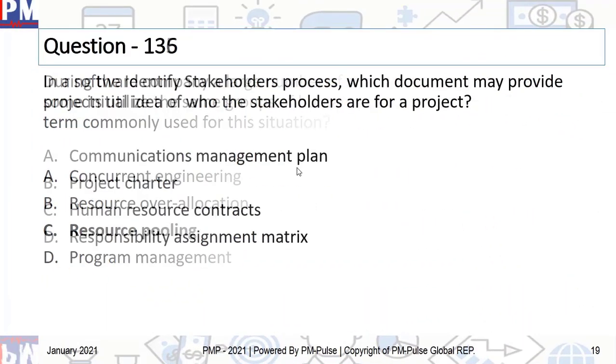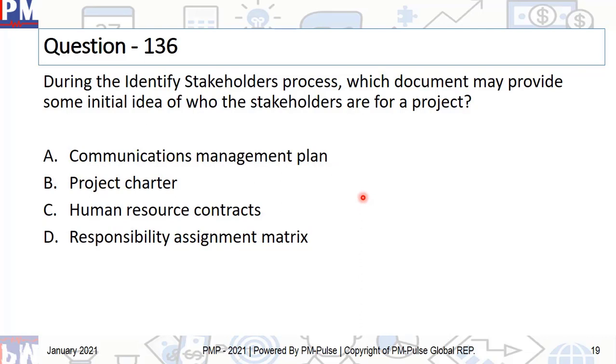All right, let's move on to question number 136. During the identify stakeholders process, which document may provide some initial idea of who the stakeholders are for a project? A. Communications management plan. B. Project charter. C. Human resource contract. And D. Responsibility assignment matrix.